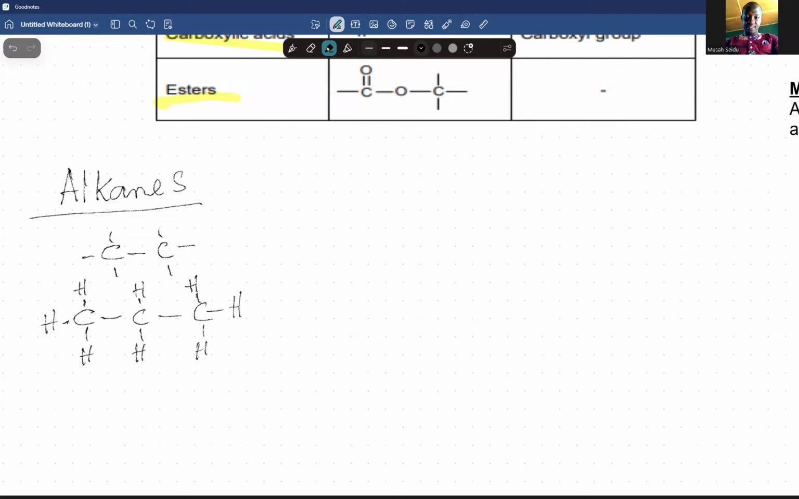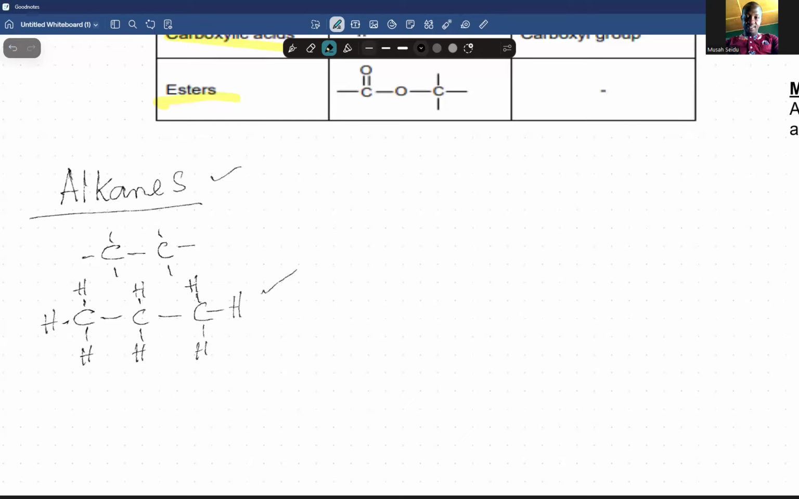Now, this is an alkane. How did I know? Because it has only single bonds. So carbon, hydrogen, and carbon-carbon single bonds refer to an alkane. So the homologous series is alkane. Now, this is what we call the structural formula.